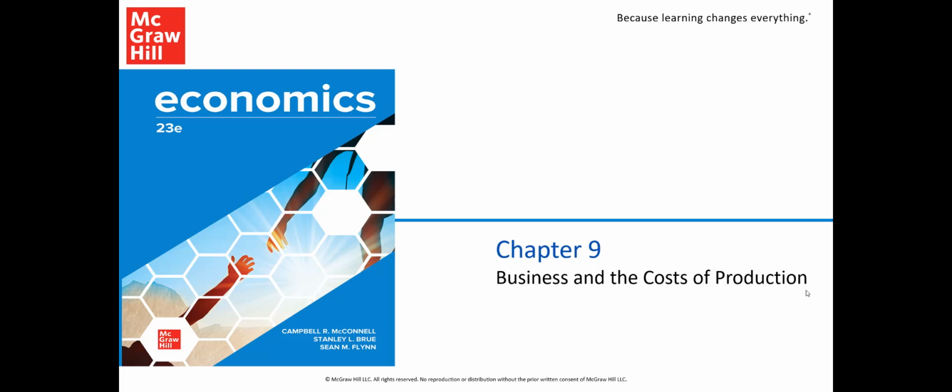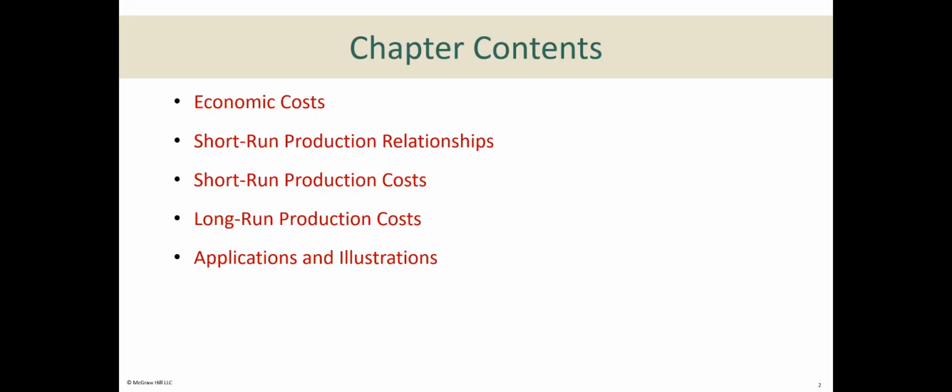Hello everyone, today we are going to explore how businesses manage production costs. Understanding costs is important for making decisions on pricing, production levels, and maximizing profits. So this chapter will guide you through economic costs, short-run production relationships, short-run production costs, long-run production costs, and applications, and illustrations will be on a real-life case. Each section is important for building your understanding of business costs and how they influence the decision.